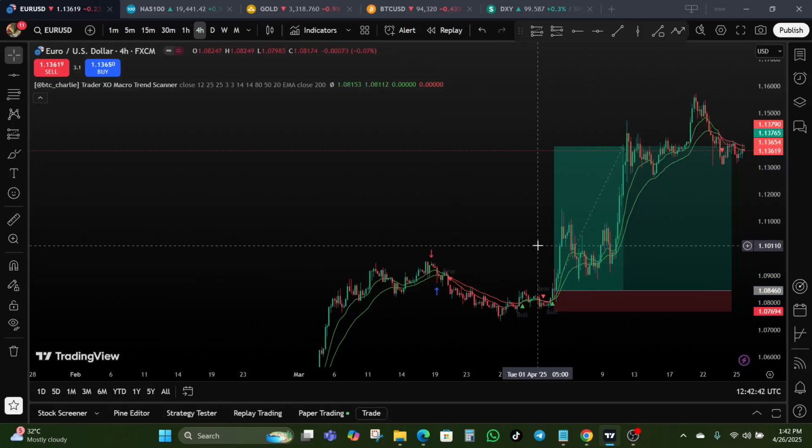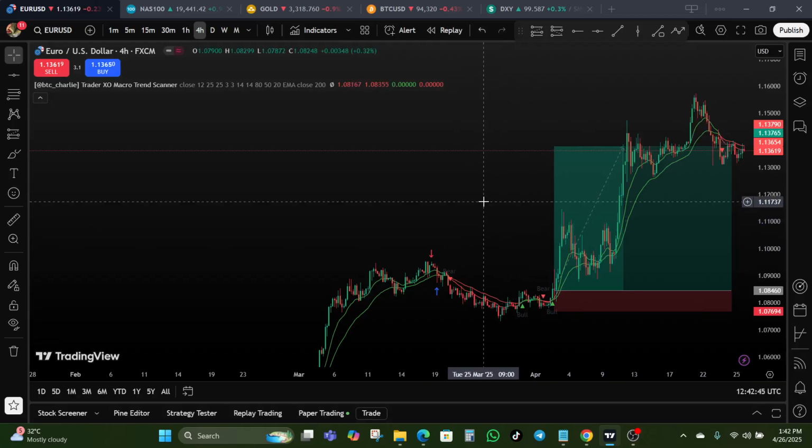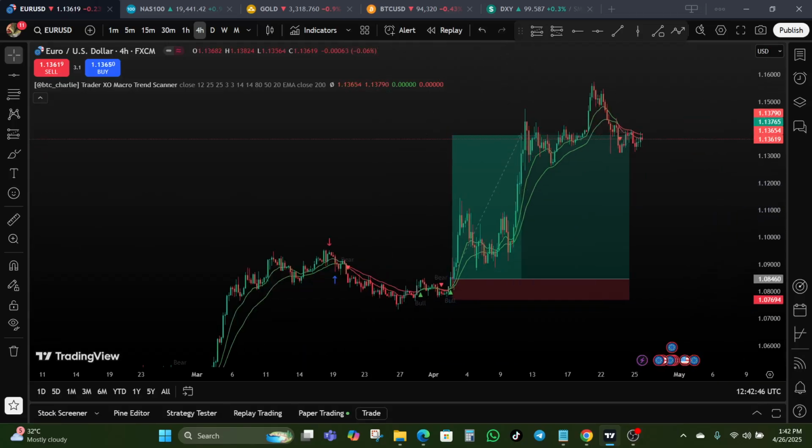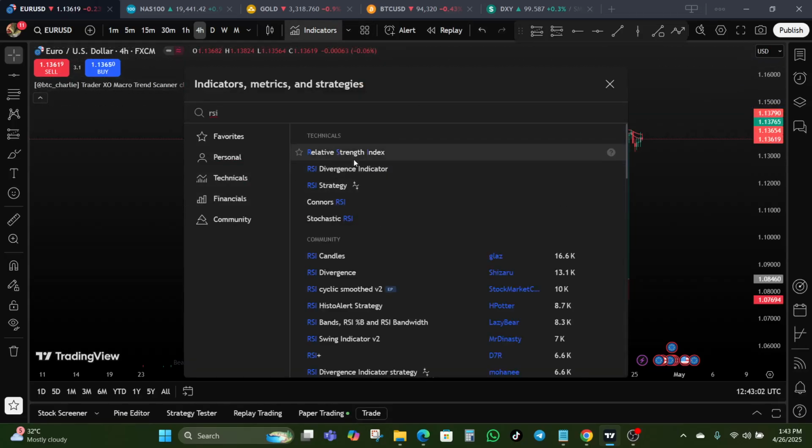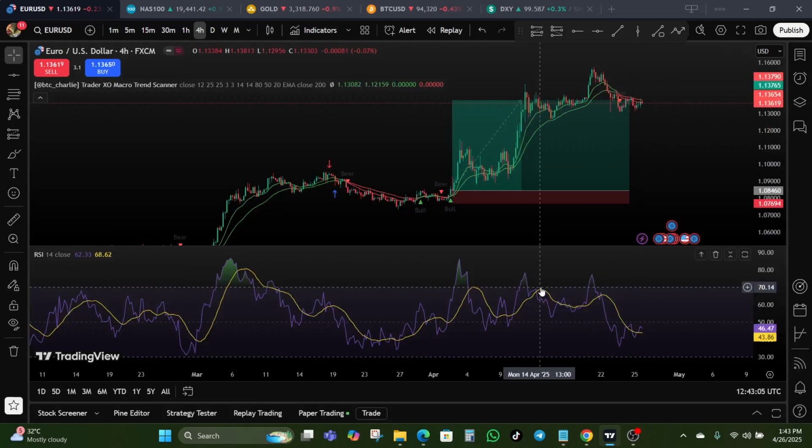Now, instead of reacting to every little price fluctuation, you anchor your trades based on the prevailing macro direction. Okay, for even more precision, you can combine the macro trend scanner with basic confirmation strategies. For example, you can use the RSI for additional momentum confirmation, right?